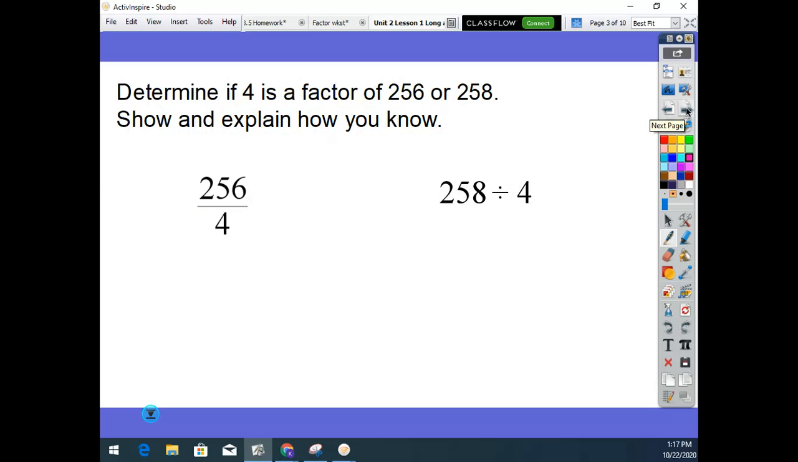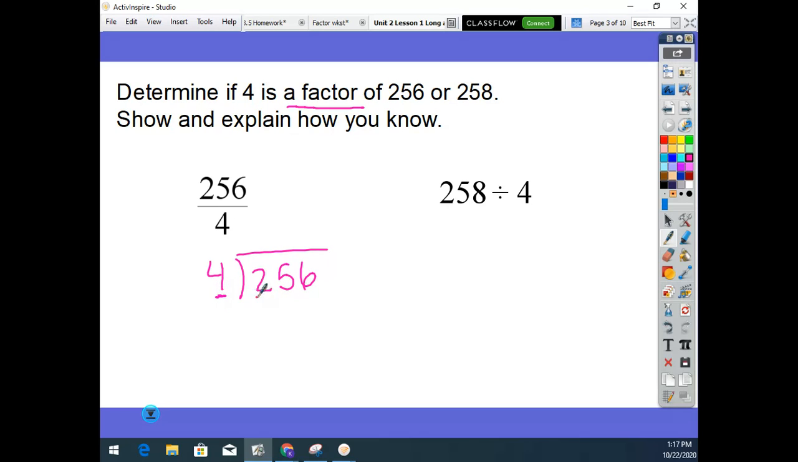All right, so let's actually divide. Determine if 4 is a factor. So think about what makes something a factor when we're listing all of our factors. Is there something times 4 that equals 256? So let's go back to old school. How do we divide by hand?